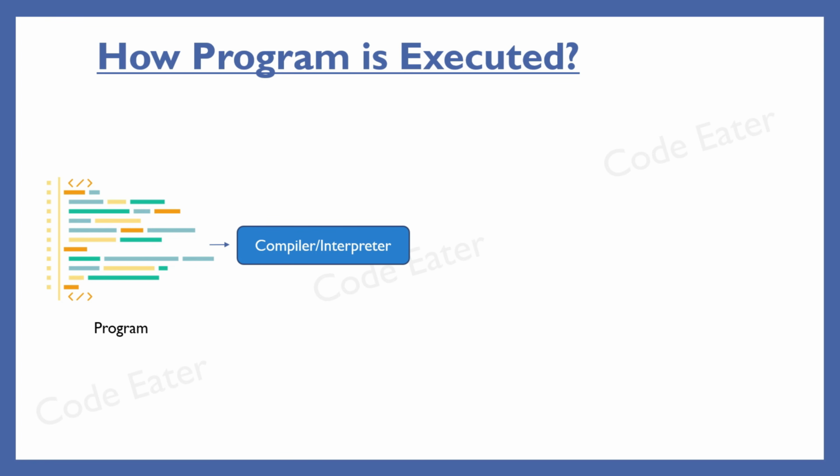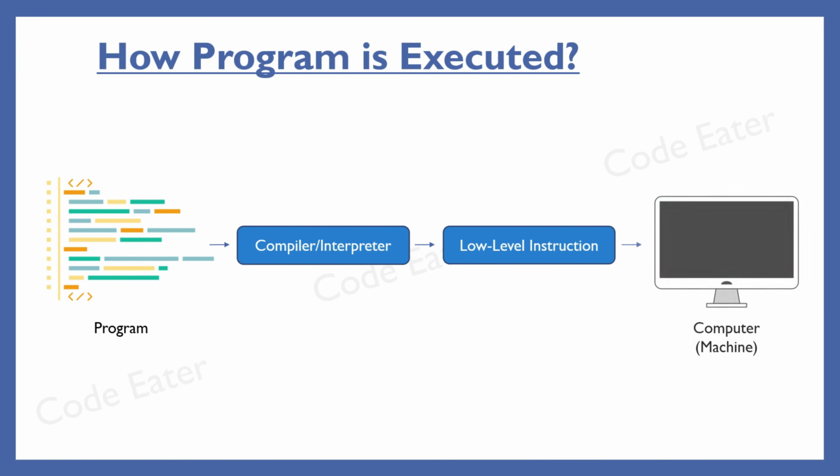Now once you give this to your compiler or interpreter, this high level program will get converted into low level instructions, or I will say low level code. Now this low level code is something which is easily understandable by our computer or by our machine. So this is the process by which our program, which is created in a high level programming language, gets converted to a low level instruction set so that we can execute it on our computer.